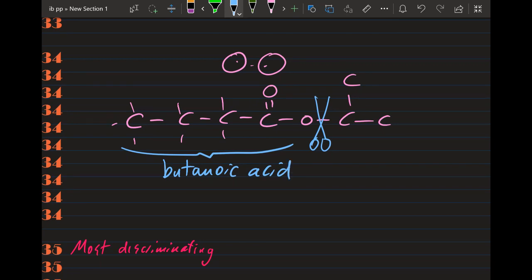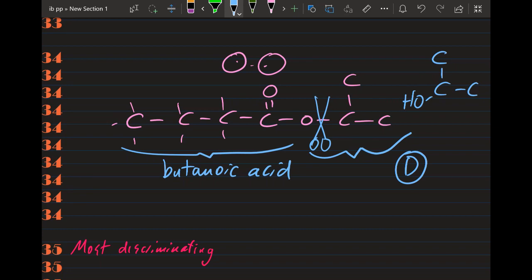Is that enough if the acid's butanoic? Nope. And then this is the alcohol here. So the alcohol is this, this, this. And then I've got the O and the H there. So that's a propan-2-ol. So the answer is D.